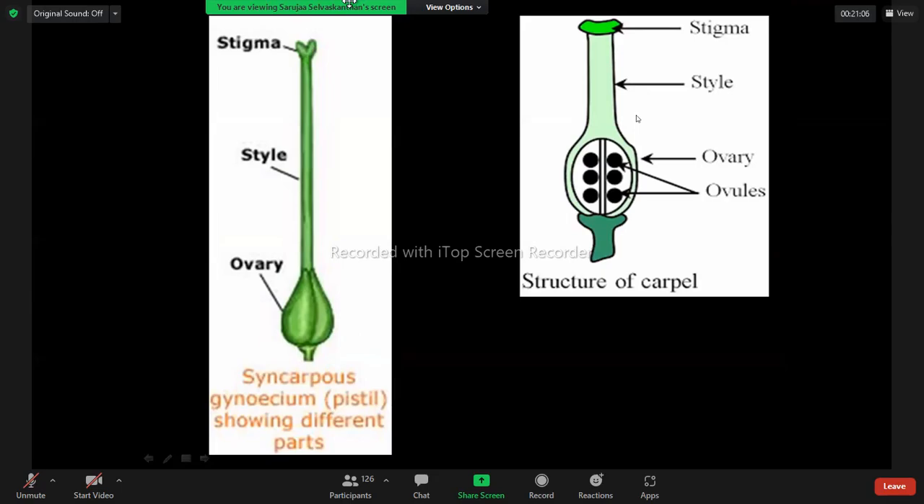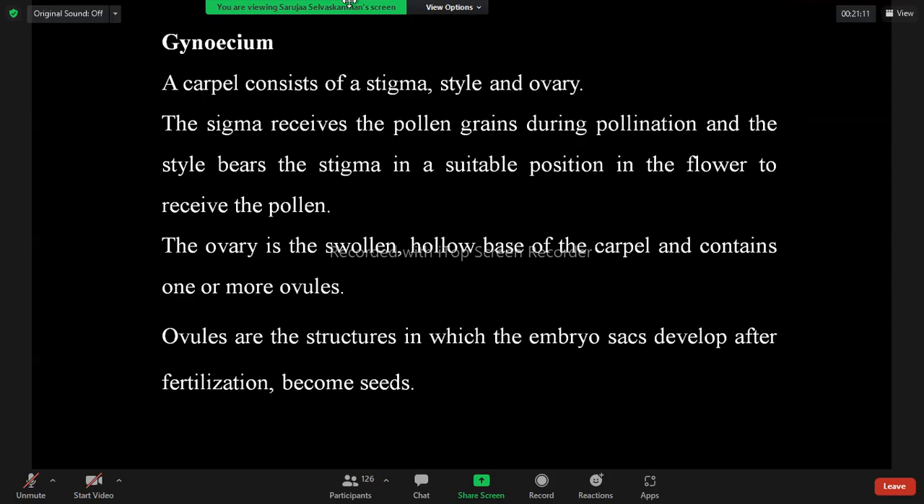The pollen grains during pollination, you know it well, right? And the style bears the stigma in a suitable position in the flower to receive the pollen. So normally we know stigma, it receives the pollen. During the pollination, it receives the pollen grains, right? And what is the function of style? It bears the stigma, right? In a suitable position, right? With the intention of receiving pollens to facilitate the pollination, right? So style is for that, right? To bear the stigma in the suitable position to receive the pollen.